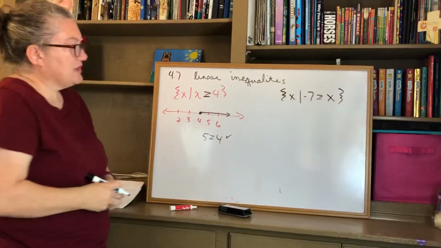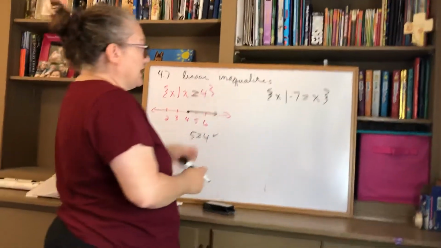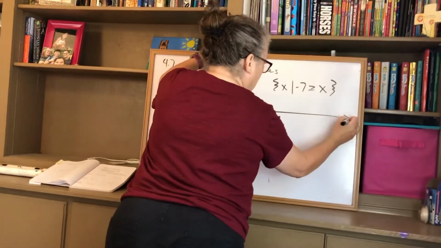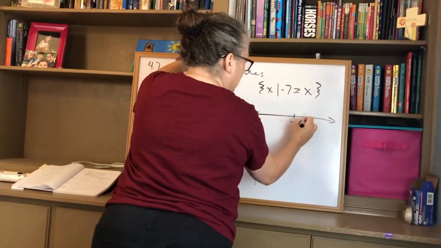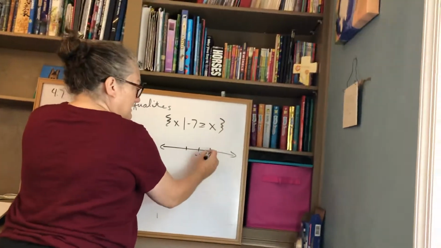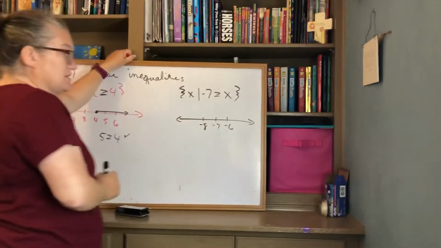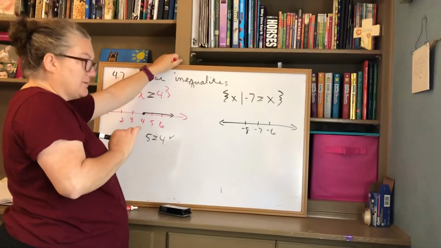Okay, so here we have for all x, -7 is greater than or equal to x. So we're going to have a graph, and we're going to have at least a -7, and we're going to have some numbers on either side. Remember, as you go to the right, the numbers get bigger. The more you go to the left, the numbers get smaller. So we have to have at least 3 or 4 numbers there.